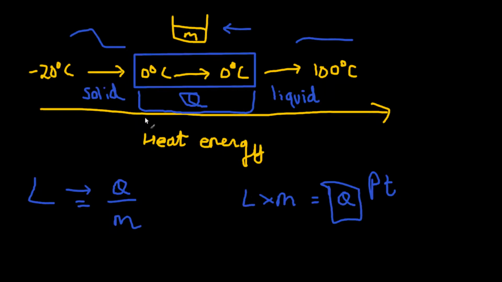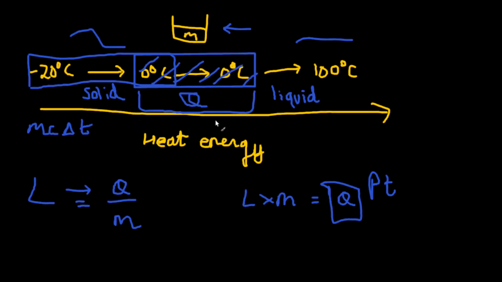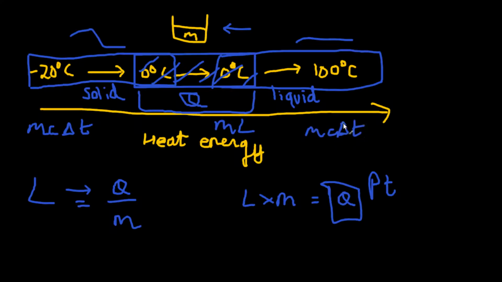Also, another thing, when you're calculating this part, the formula that you'll use is mc delta t. When you're calculating this part over here, from solid to liquid, you're going to use Q is equal to mL. And from 0 to 100, you're again going to use mc delta t to find out what your heat energy is. So just remember that whenever you have a change of state from solid to liquid, liquid to gas, or vice versa, you always need to use mL. When you're just increasing temperature, your state remains the same. Use mc delta t.